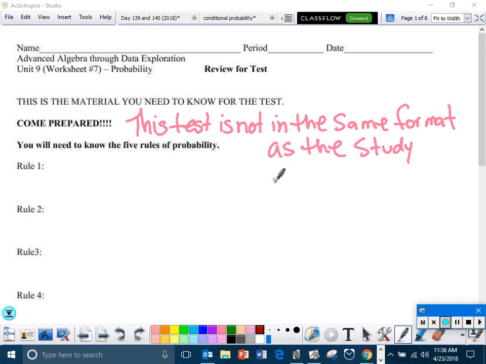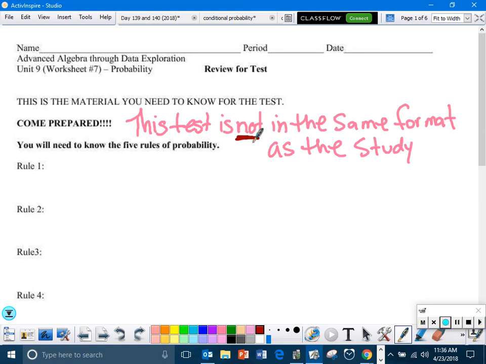All right, ladies and gentlemen, review for Unit 9 test on probability. Before we get started, I just want to state that this test is not in the same format as the study guide. But if you understand the study guide, you should be just fine for the test.